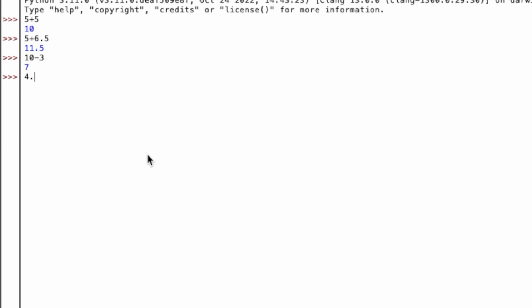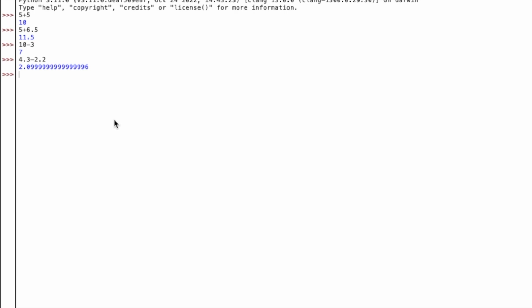Let's try 4.3 minus 2.2. It's 2.099. That's funny, it should be 2.1. I don't know why it shows that, but we can round that up to 2.1. Since it's subtracting floats, it's probably like that. Okay, and how about 6.7 minus 5? 1.7.